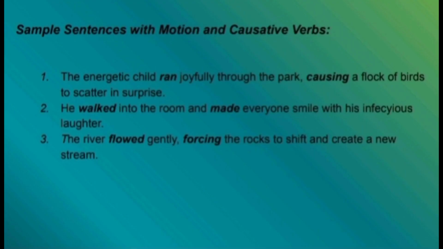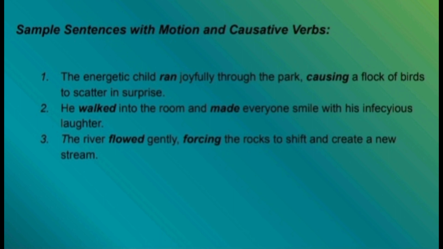And we have more sample sentences with motion and causative verbs. So the first sentence, the energetic child ran joyfully through the park, causing a flock of birds to scatter in surprise. In this sentence, the motion verb ran portrays the child's dynamic movement, while the causative verb causing links the child's action to the birds' startled reaction.